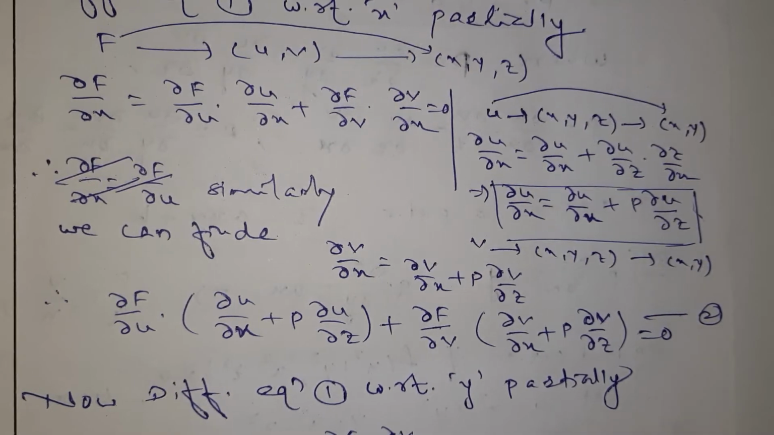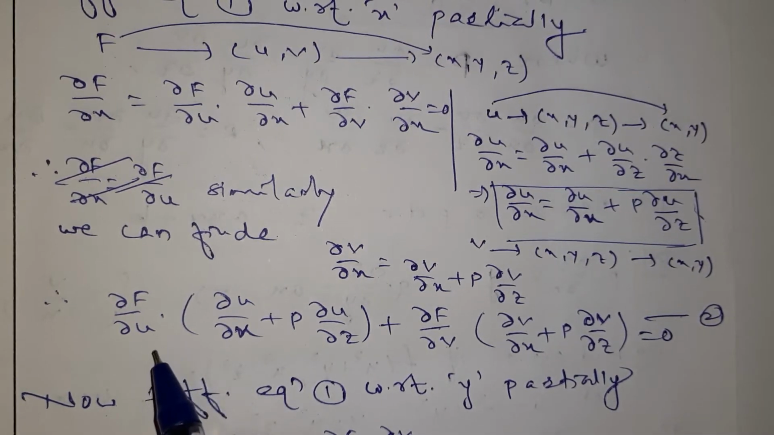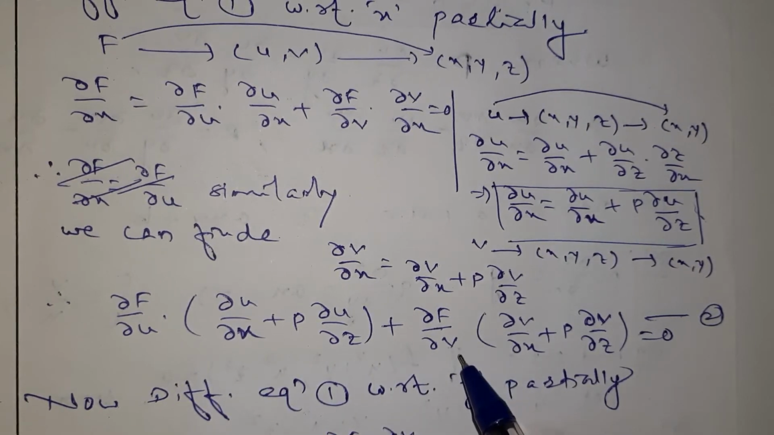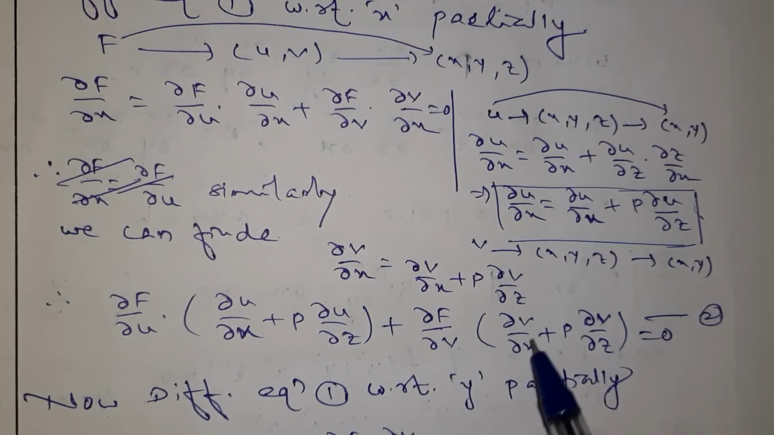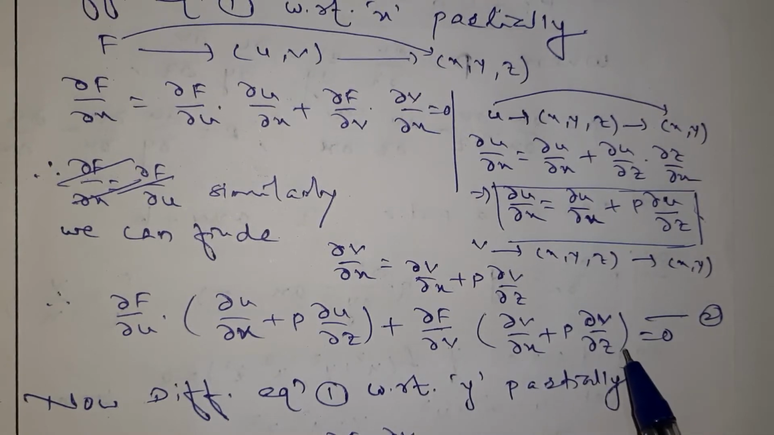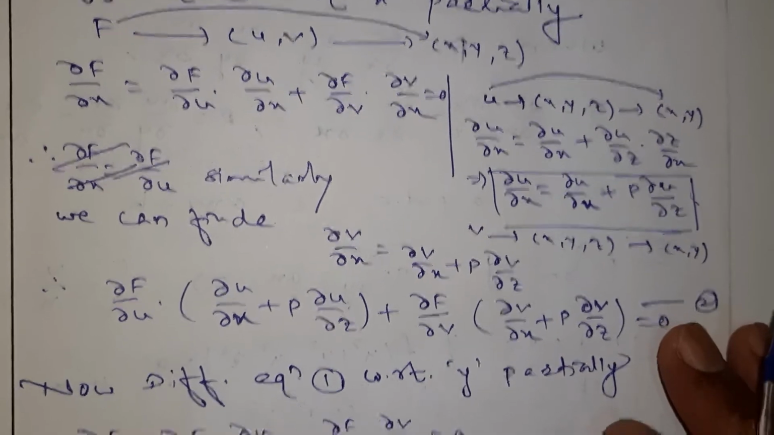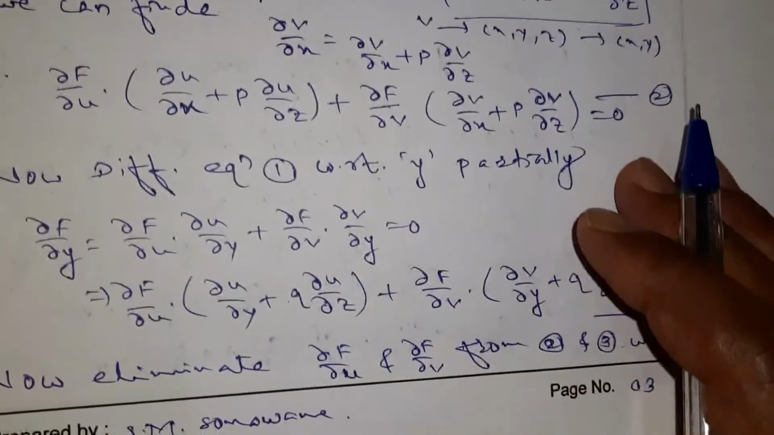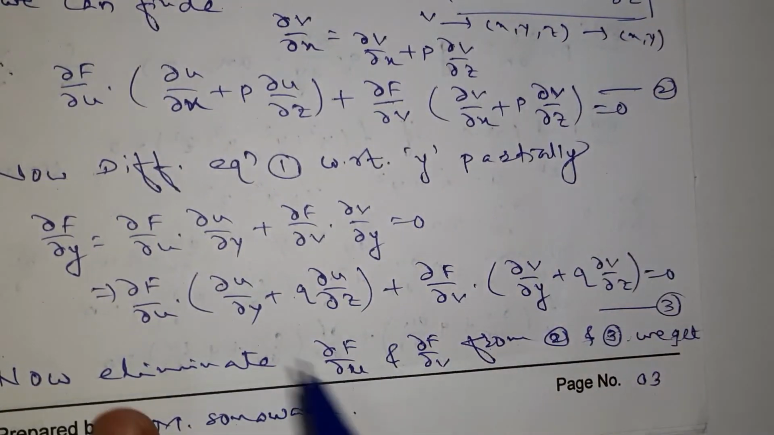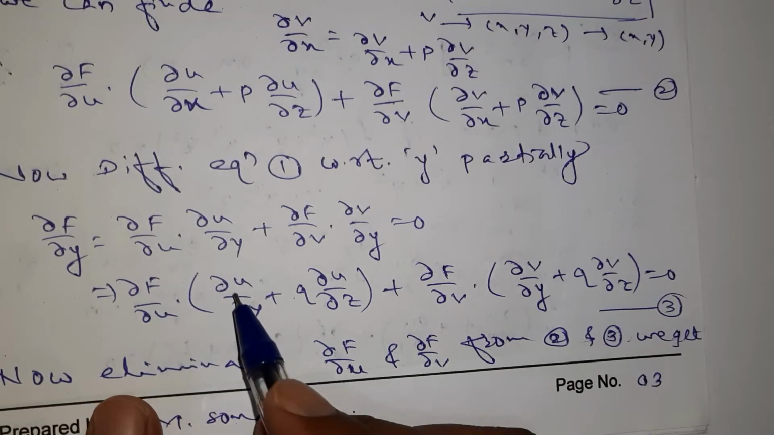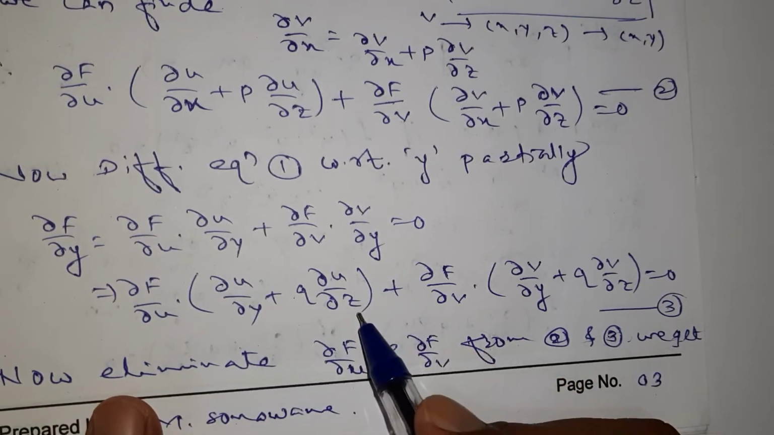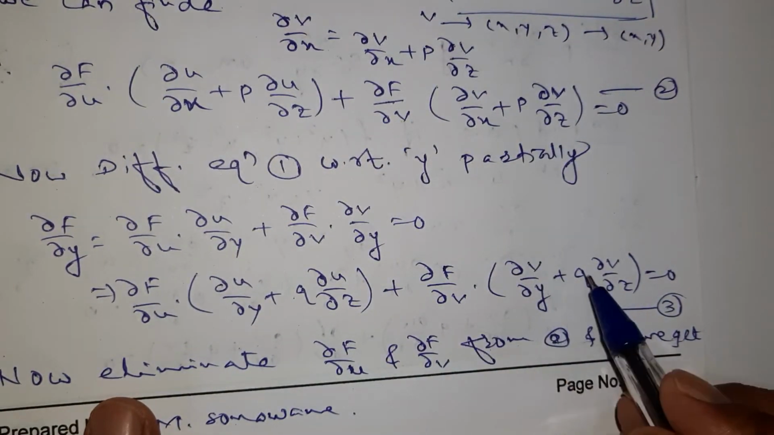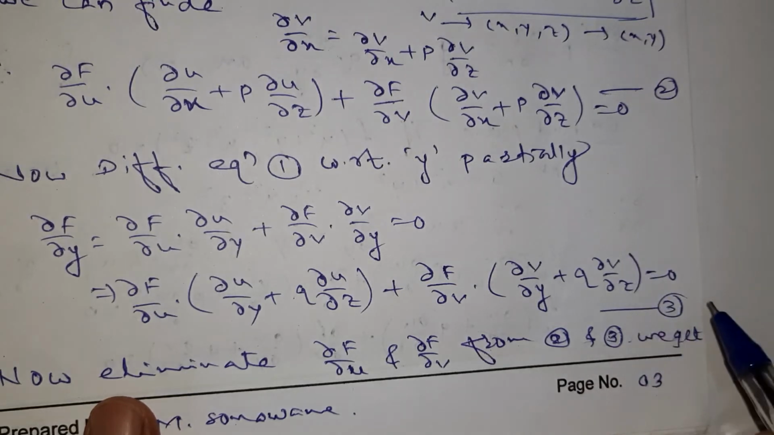What is the definition? This equation, ∂f/∂u in bracket (∂u/∂x plus p ∂u/∂z) plus ∂f/∂v, if I take v here, then v inside, (∂v/∂x plus p ∂v/∂z). Right? Similarly, we write for y. Instead of x, write y, and instead of p, write q. Similar way the calculation is there. So I get ∂f/∂u into (∂u/∂y plus q ∂u/∂z) plus ∂f/∂v in bracket (∂v/∂y plus q ∂v/∂z) is equal to 0.